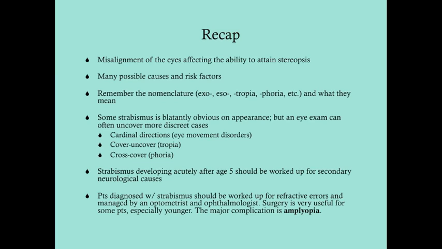Strabismus developing acutely after age 5 should be worked up for secondary neurologic causes, because strabismus usually does not develop after that point without some kind of secondary cause, and usually it's neurologic. Patients diagnosed with strabismus should be worked up for refractive errors as well as any other eye pathologies, and they should be managed by an optometrist and an ophthalmologist. Surgery is very useful for some patients, especially younger patients, but not all patients necessarily need surgery. There are other ways that they can be treated. And the major complication of strabismus is amblyopia.